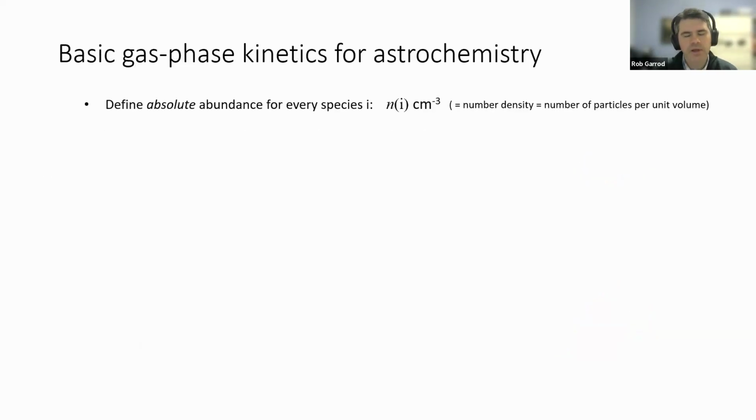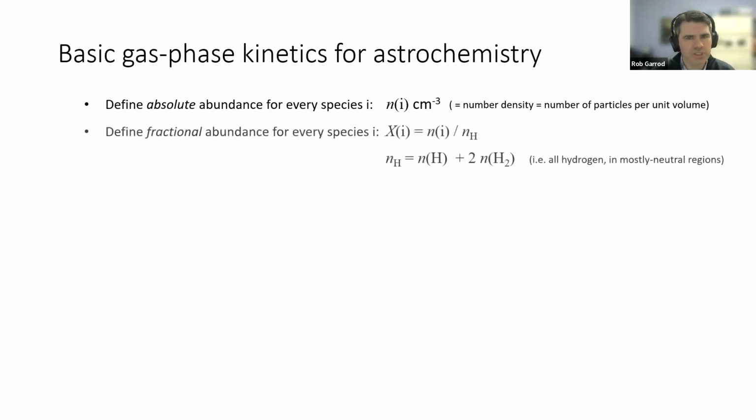All right, so I will give a few definitions. I think it's important to do that. We define what we sometimes call absolute abundance, concentration, or maybe we just say abundance, but we define this quantity that has multiple names for every species in our model, okay, and we call it n, and it's n usually with parentheses around the species, and it has units of particles per cubic centimeter. So in other words, centimeters to the -3. So it's a number density, or the number of particles per unit volume. Okay, that's an important quantity.